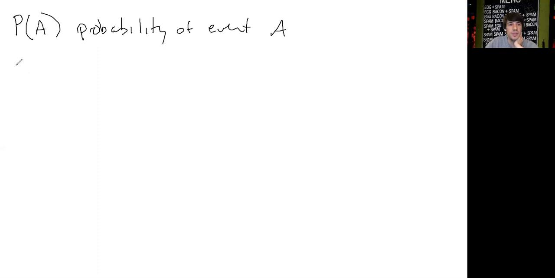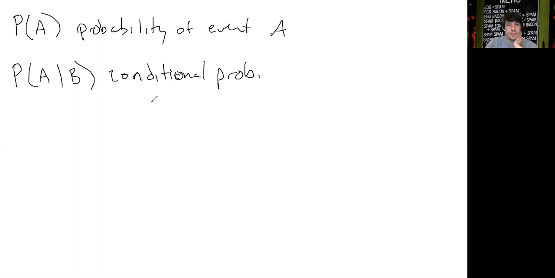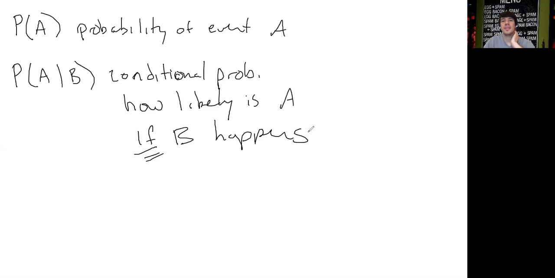The other notation that we'll need is, in general, I'll write P of A for the probability of an event A. We'll also need the notation P of A bar B, which is called the conditional probability, which is how likely is A if B happens. So rather than thinking about how likely it is that it's raining, right?